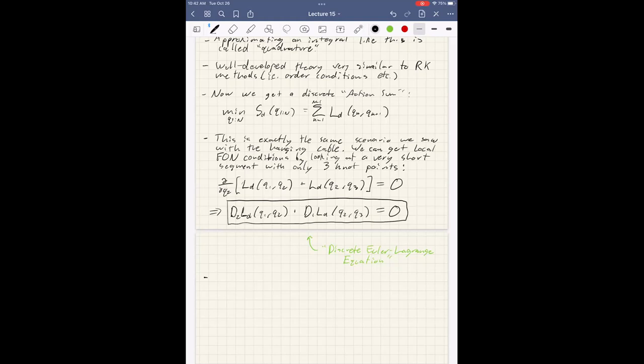People had just found a few of them, and they were out there in the literature for years, implicit midpoint being one of them, but there are other ones. People just stumbled onto them.